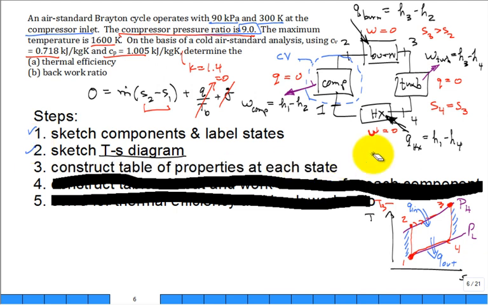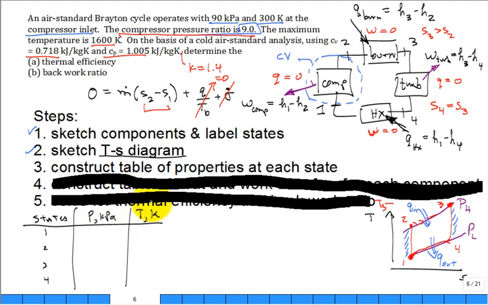Get a table and get the key properties of all the states. So for this one, how many states? 1, 2, 3, and 4. All right. How many properties are of interest? Pressure in units of kilopascal, temperature in Kelvin. You could put another column. If you had to account for variable specific heat, you would add an H column because you'd be in table A22. But because this one is a constant specific heat, a cold air standard analysis, I know I don't need that. I just need the temperatures.